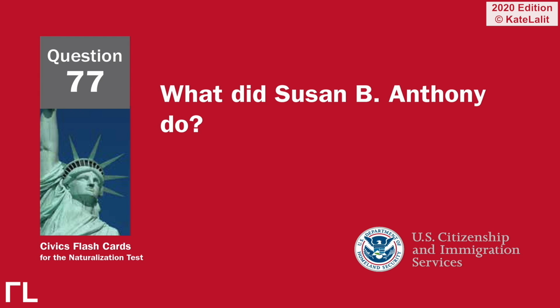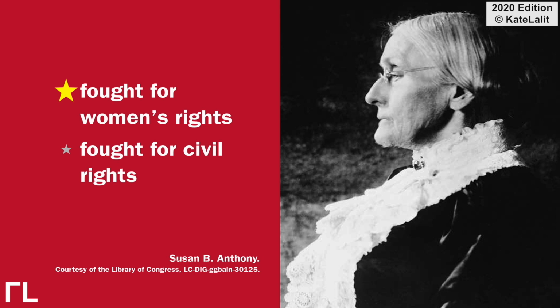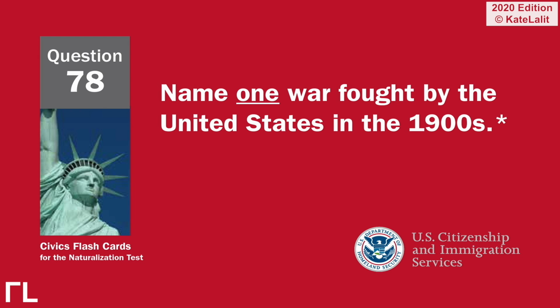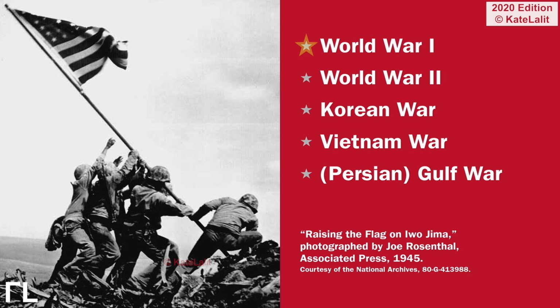What did Susan B. Anthony do? Fought for women's rights. Fought for civil rights. Name one war fought by the United States in the 1900s. World War I, World War II, Korean War, Vietnam War, Persian Gulf War.